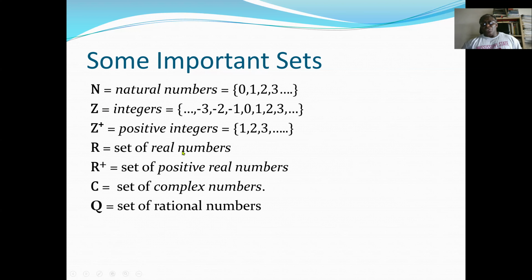Next, we have a set of real numbers. We also have a set of positive real numbers, a set of complex numbers. A complex number is normally a number that consists of a real part and also an imaginary part. Then we have a set of rational numbers. Again, we will see examples of all these.